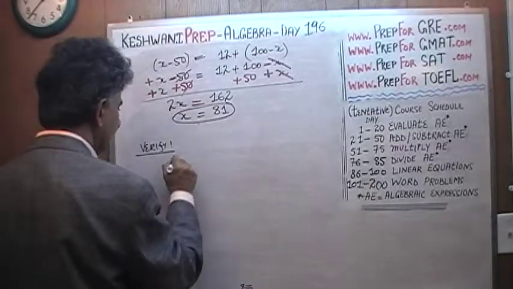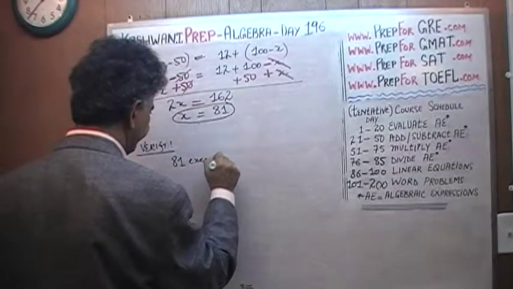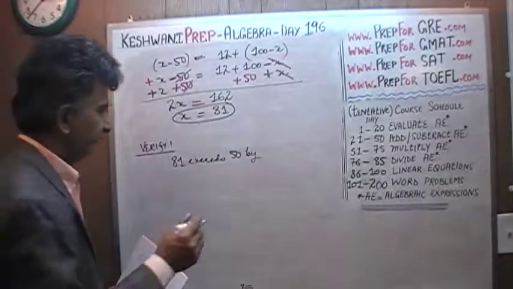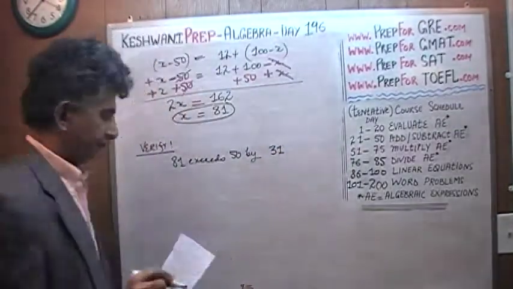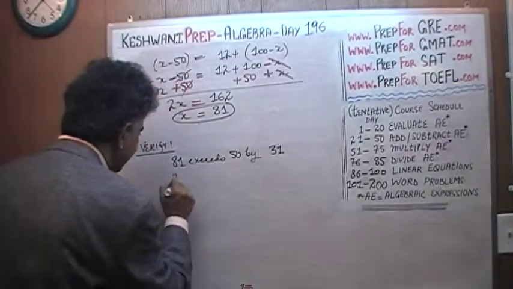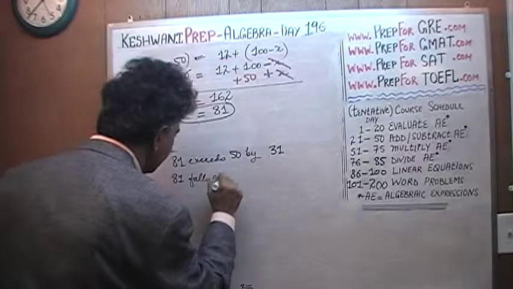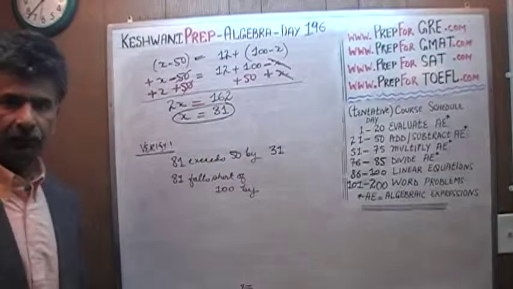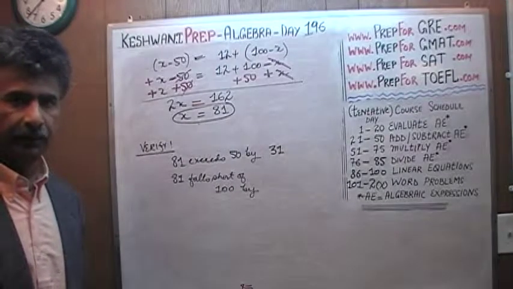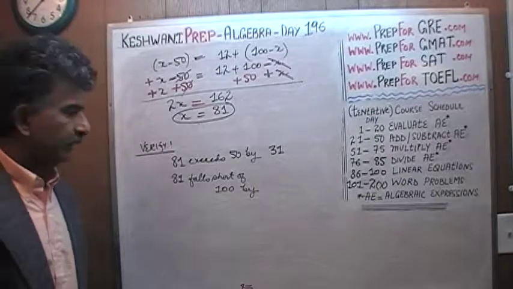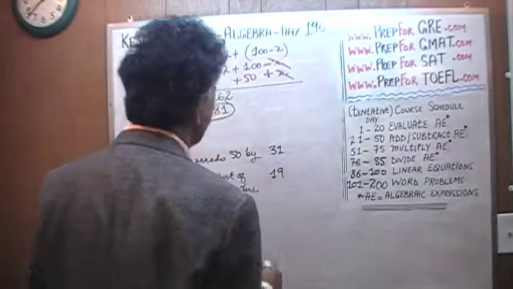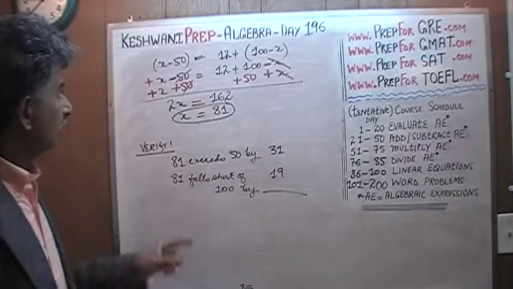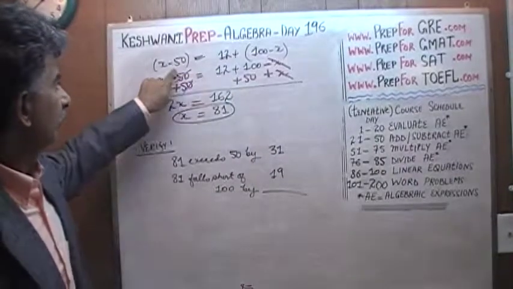81 is our answer. We know that 81 exceeds 50 by, how much does 81 exceed 50 by? It exceeds 50 by 31. And we also know that 81 falls short of 100 by, how much does 81 fall short of 100? 80 falls short of 100 by 20, so 81 must fall short of 100 by 19. And what is the difference between the two? The difference between the two better be 12, because this quantity we were told is 12 more.